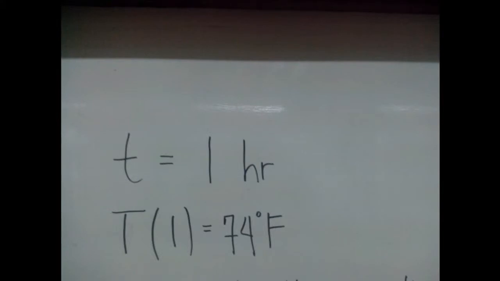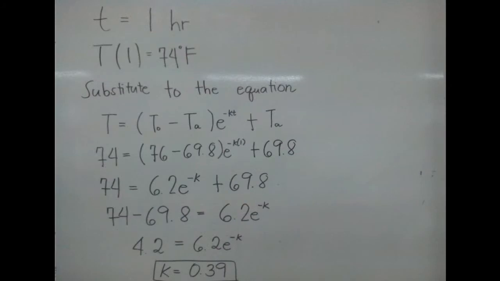Given the values we have obtained from our data, we can use this information to solve for k in the general solution we obtained a while ago. At t equals 1 hour, the temperature T is equal to 74 degrees Fahrenheit. We substitute this given information into our general solution, T equals (To - Ta) times e raised to the -kt plus Ta. Substituting these values, we have 74 equals (76 - 69.8) times e raised to the -k times 1 plus 69.8. Simplifying, we have 74 equals 6.2 e raised to the -k plus 69.8. Transposing 69.8 to the left side, we have 74 minus 69.8 equals 6.2 e raised to the -k. Simplifying, we have 4.2 equals 6.2 e raised to the -k. Solving for k, we now have k equal to 0.39.